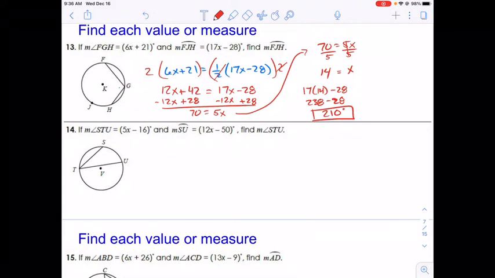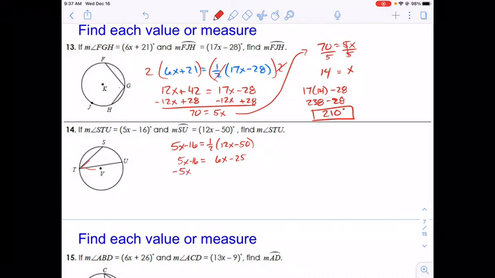The measure of angle STU, which is this angle here, is equal to 5x minus 16. And the measure of SU, which it opens up to, the intercepted arc, is going to be 12x minus 50. So 5x minus 16 is equal to half of the arc it opens up to, which is 12x minus 50. Both of these are even, so I can distribute and get 6x minus 25 equal to 5x minus 16.